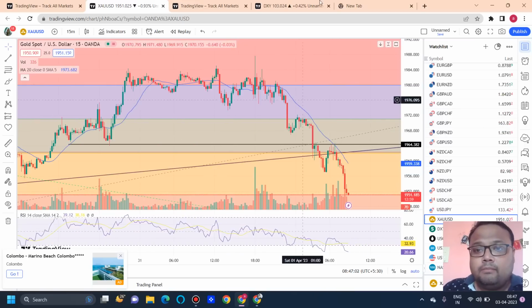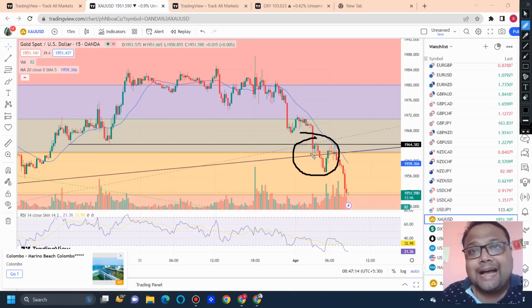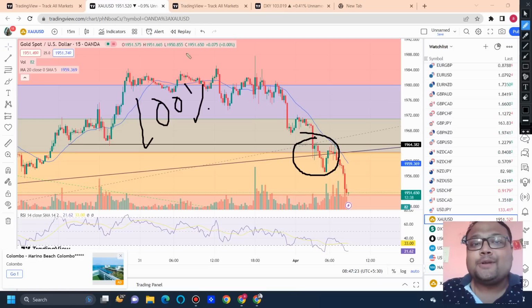And you can see here we talked about this level, 1962 level. As you can see here, market showed price rejection from below. Market tried to take support, but the selling pressure was high. As a result, the level failed. Our analysis was not bad, but the level still failed. This is the main reason why 100% accuracy is not possible in the market.